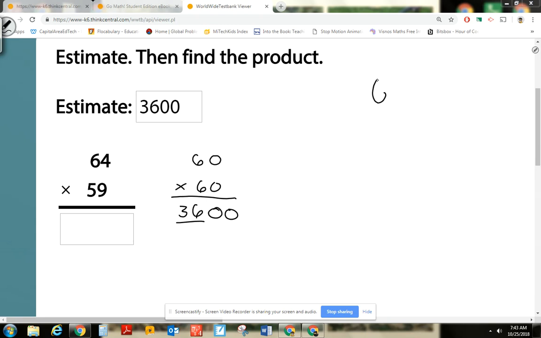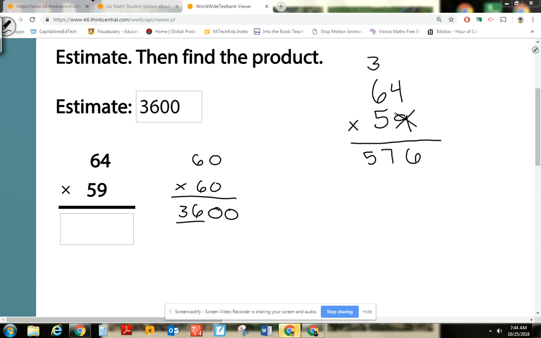Now I'm going to show my work using that regrouping method, that standard method right here. So I'm going to rewrite my problem a little bit bigger. This helps me line up my place value. We're going to start with this 9. 9 times 4 is 36. You notice that I have to regroup that 30. 9 times 6 is 54, plus 3 would be 57 tens.